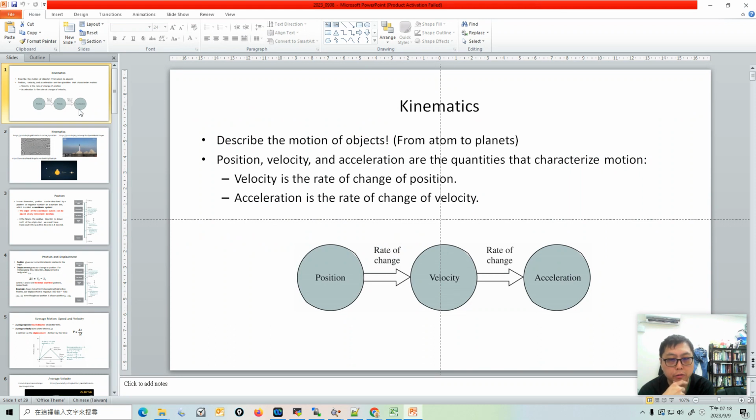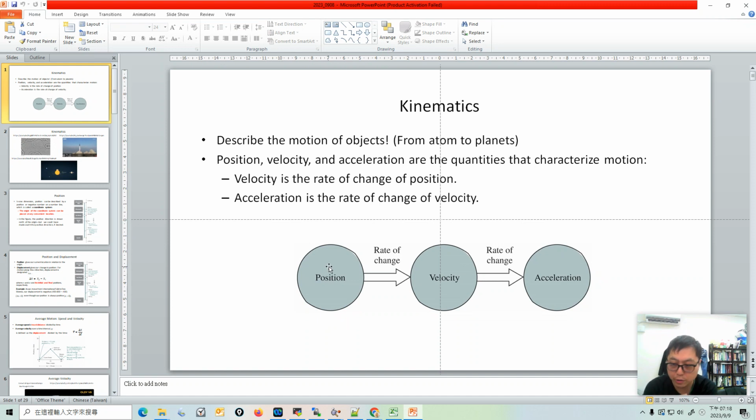Kinematics talks about the relationship between position, velocity, and acceleration. Velocity is the rate of change of position, and acceleration is the rate of change of velocity. If you took a physics class in high school, I think you already know about this. We will start from position, then go to velocity, and then to acceleration. First of all, how do we define a position?